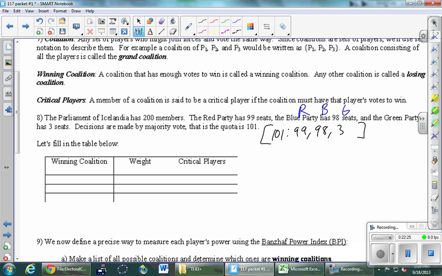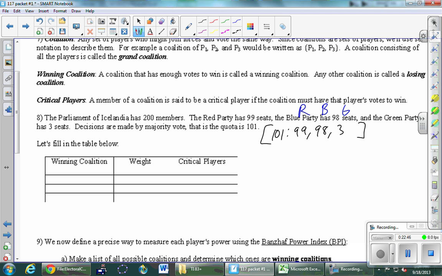Okay, so my job is to find all the ways that something can pass. How can these folks vote in order for something to pass? Is there any single person or single party that could vote and it would pass? No. No, nobody has enough power just on their own. So now we're going to look at pairs of people. We've already looked at single people, there's none. Now we're looking at pairs of people.